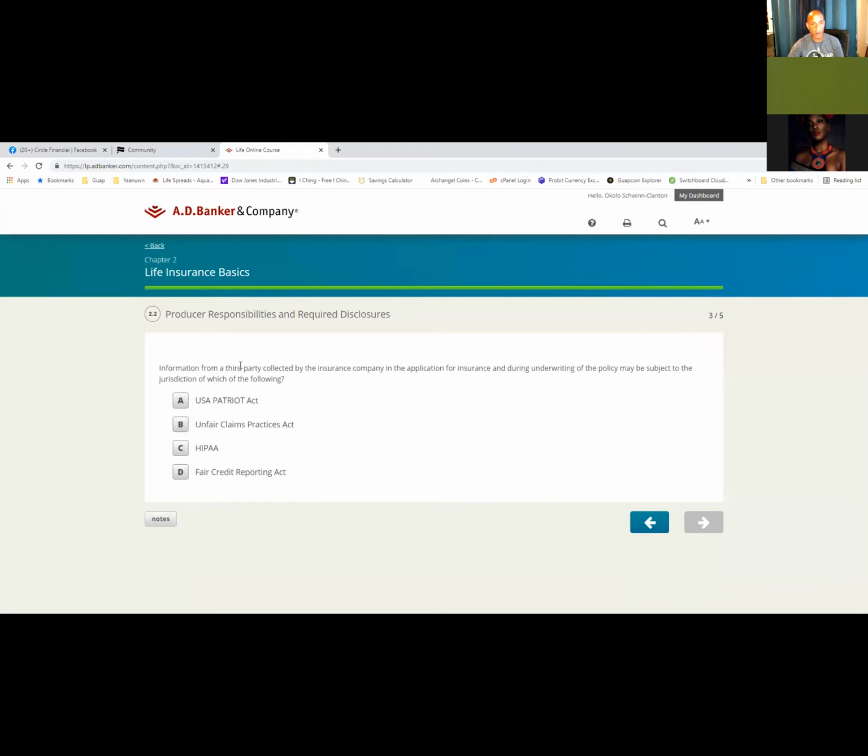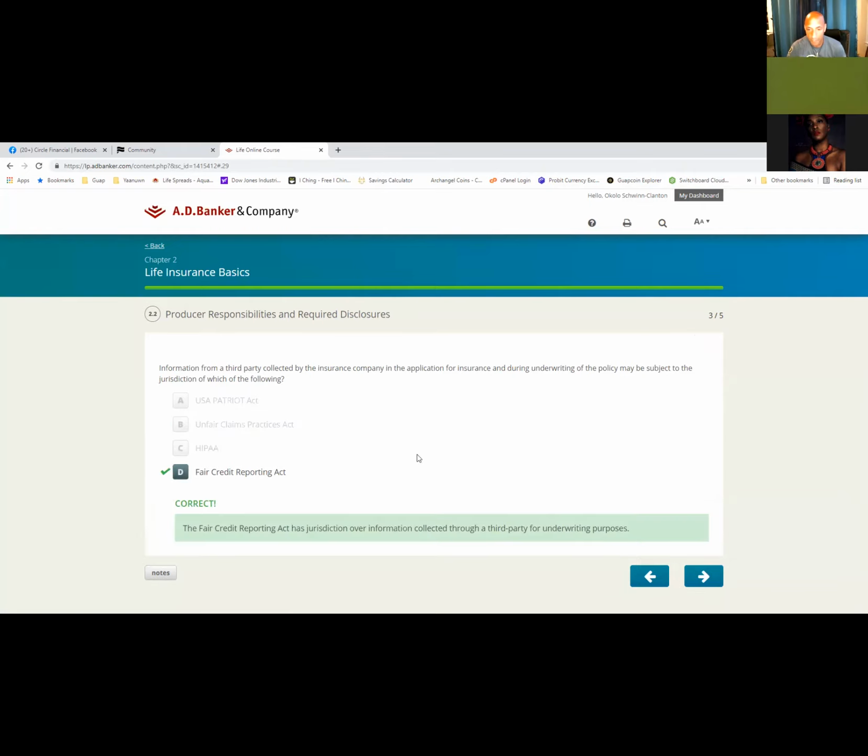Information from a third party collected by the insurance company in the application for insurance and during underwriting of the policy may be subject to the jurisdiction of which of the following? USA Patriot Act, Unfair Claims Practices Act, HIPAA, or the Fair Credit Reporting Act. Does anyone remember that? D. Okay. The Fair Credit Reporting Act has jurisdiction over information collected through a third party for underwriting purposes.